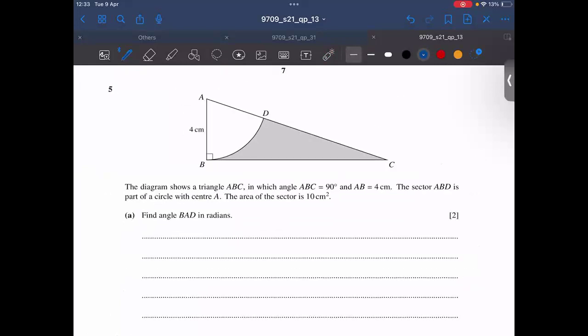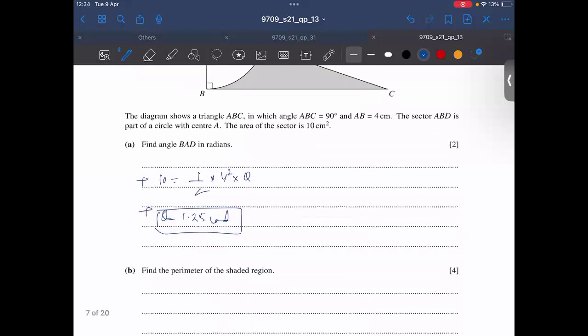Find the angle BAD in radians. The area of the sector is 10. Half times 4 squared times theta. 20 divided by 16 is how much? 2 times 10 is 20, divided by 16. That is 5 by 4, 1.25 radians.